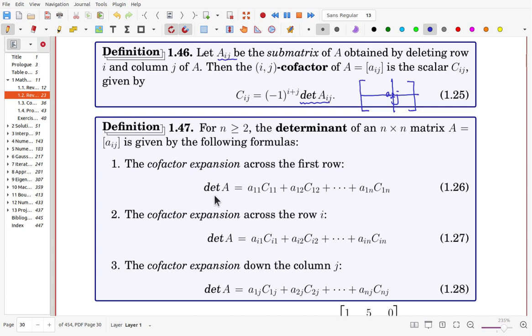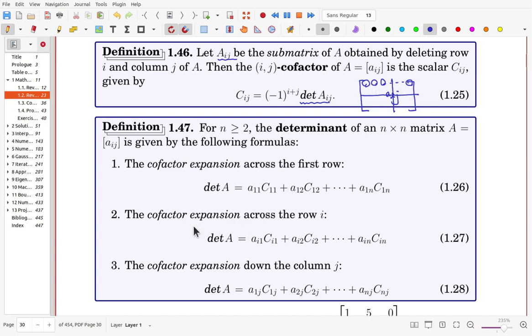Now, for general n, the determinant of an n by n matrix can be defined in this way. The determinant of A is A11 times the corresponding cofactor, plus A12 times the corresponding cofactor of A12, and so on. So this cofactor expansion is done first along A11, A12, A13, and so on. By using the first row, the expansion is made.